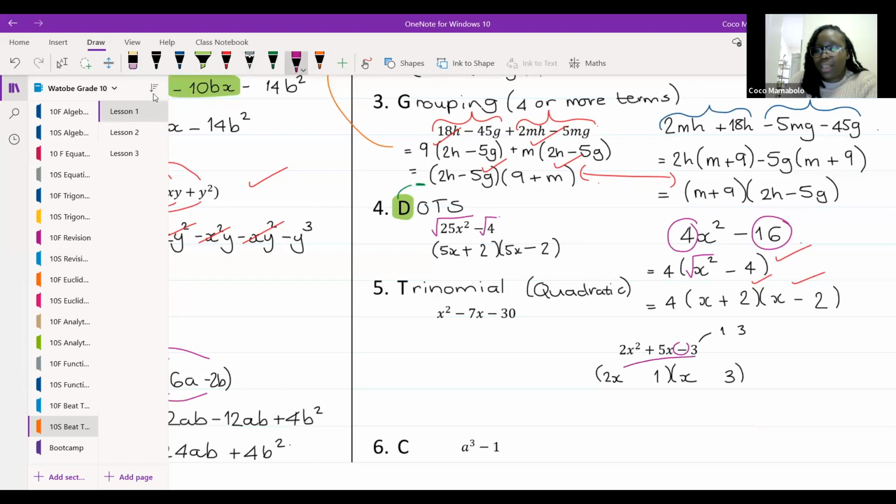Okay, so 2x times 3 will give us? 6x. Good, 6x. And 1 times x will give us x. Good. We want a 5x. Which of these need to be negative?